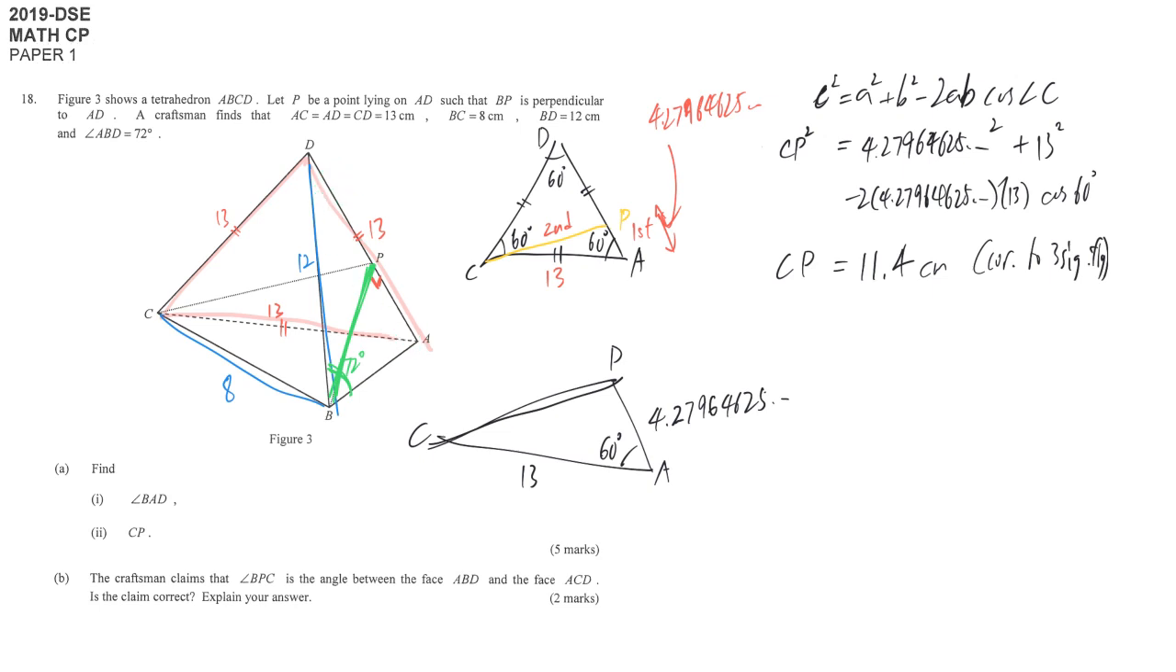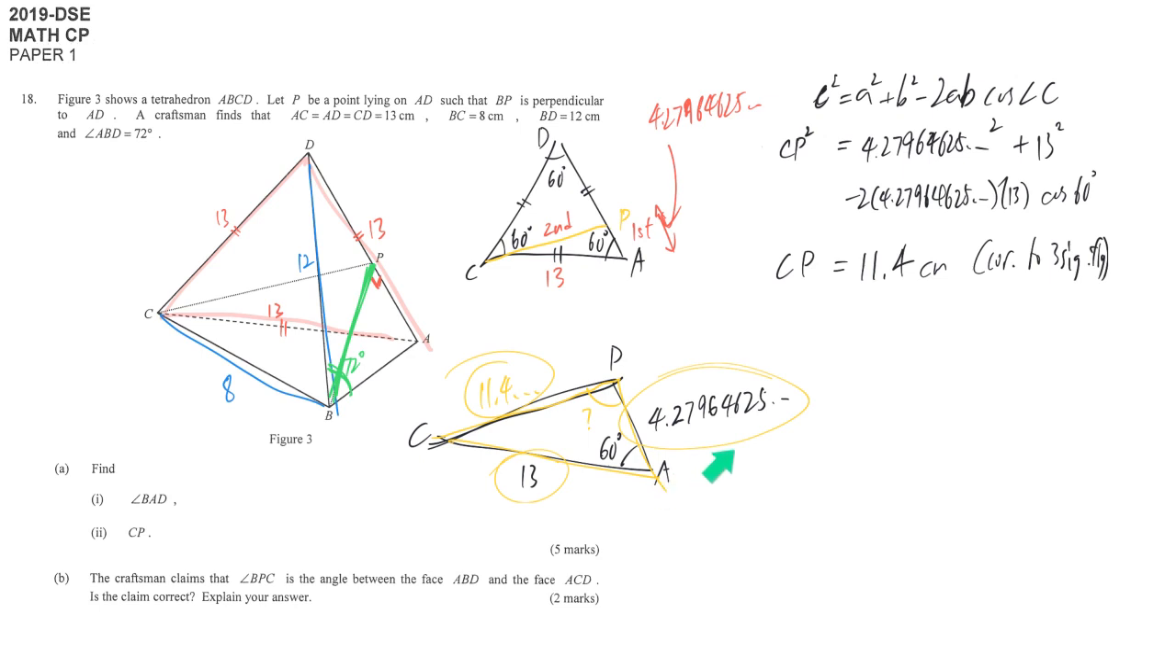If you have no idea at this moment, then think about what the connection in part A is. Why did we have to find out CP? We already found out CP is 11.4 something. That means in this triangle, we already have all three sides. And then what we are interested in is whether this angle is 90 degrees or not.